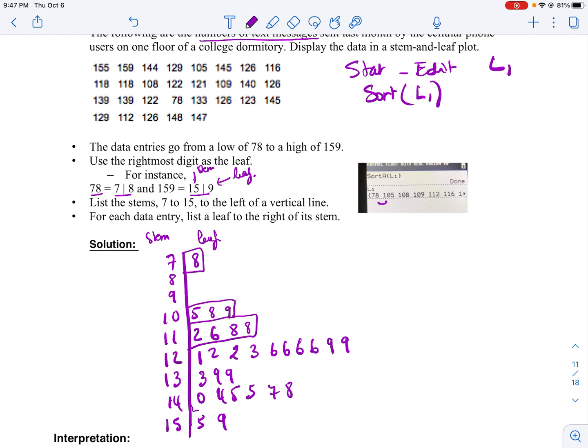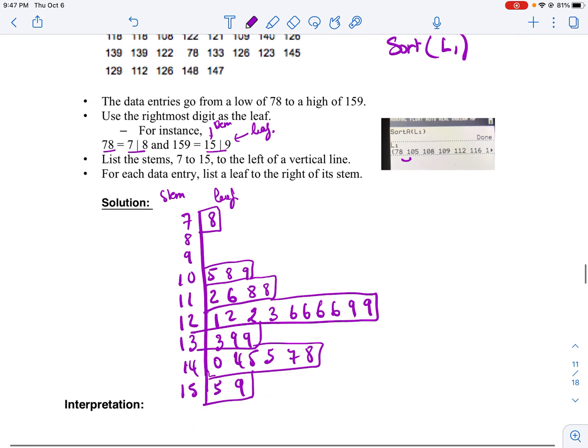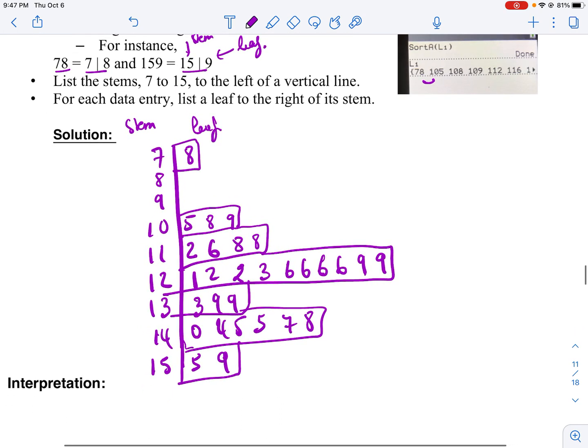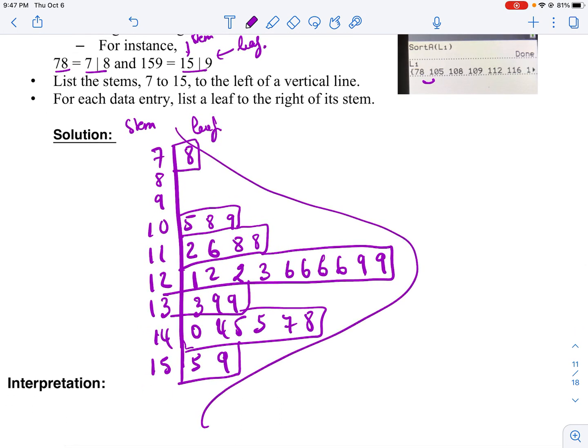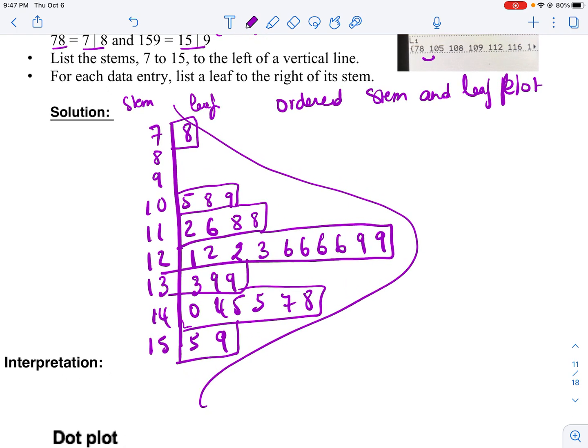Look at your histogram. There goes your stem and leaf plot. There goes your histogram as well. Here we go. It's pretty kind of symmetric in a way. So this is an ordered stem and leaf plot. It's kind of symmetric, right, from the display.